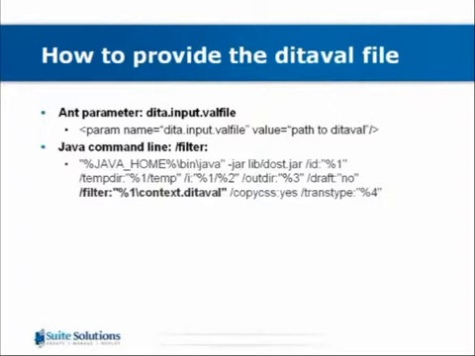Filtering and flagging are both invoked by using a DITAVAL file. So first you have to provide the DITAVAL file. If you're making your own Ant build files, then you'll add a line, param name dita.input.valfile, and the value is the path to your DITAVAL file. If you're using the Java command line, then the parameter is /filter: and then the name of your DITAVAL file.